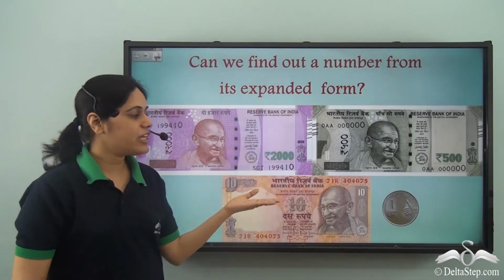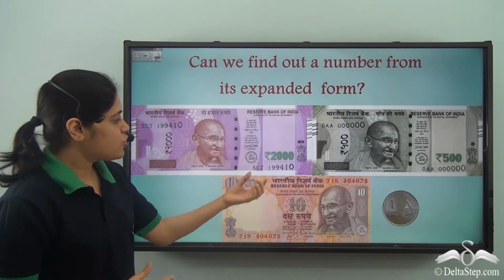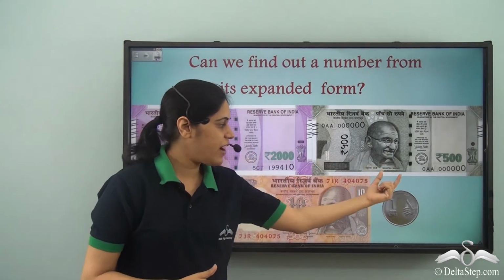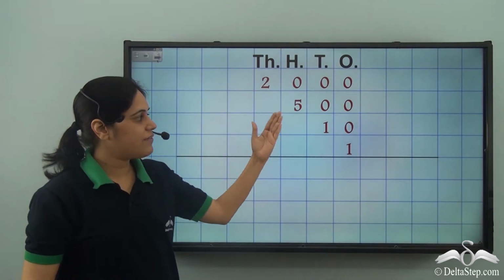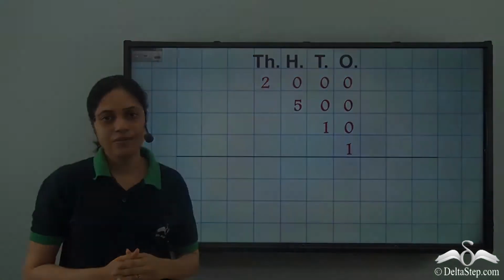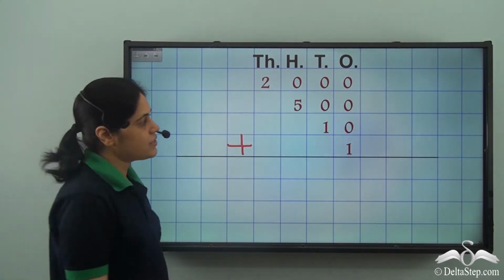But what if I give you the expanded form of a number? Can you find the number from that? So if I give you 2000, 500, 10 and 1, can you find the number which these make? So you have 2000, 500, 10 and 1. So if I add all these, what do I get?